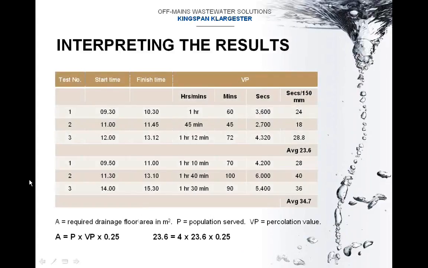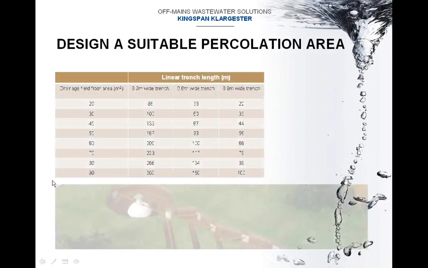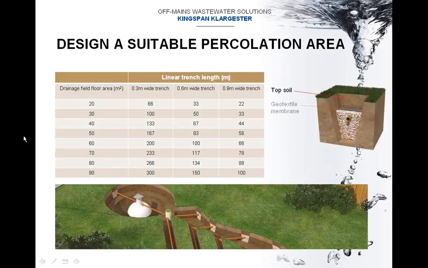The area of the subsurface irrigation system can be calculated using the equation A equals P times VP times 0.25. The final 0.25 can be reduced to 0.2 in a sewage treatment plant application. P equals the number of people, PE, domestic equivalent, and VP equals the percolation value, i.e. the length of time in seconds the water takes to drain away 1 millimetre. From these results, we can calculate how much soak away is required from the septic tank or sewage treatment plant.